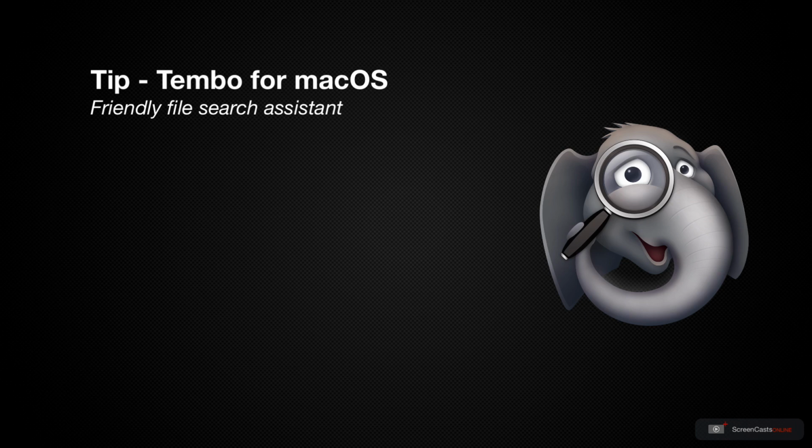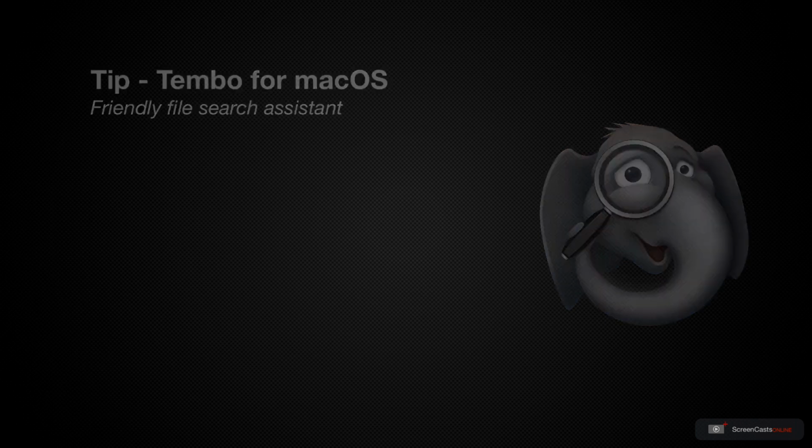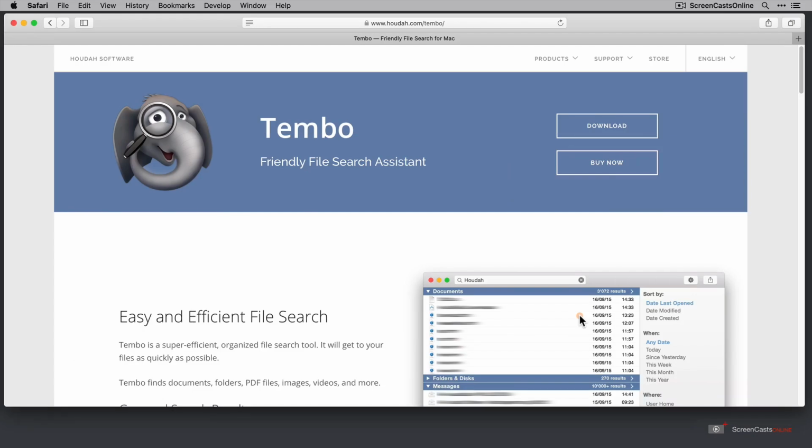We've covered Houdah Spot in the past on Screencasts Online, and it's my go-to app if I want to do some serious searching on my Mac. But if you want to do a simple search and Spotlight just doesn't cut it, I'd recommend Tembo for macOS. Now, Tembo is made by Houdah Software, the same people that make Houdah Spot, and it's a quick and efficient way of searching for files on your Mac.